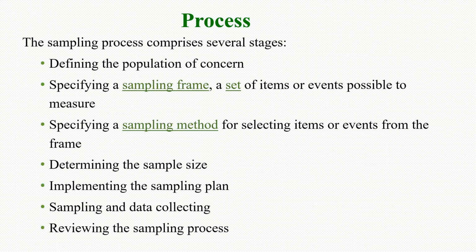Then the process of the sampling method. The process consists of several stages. First, defining the population of concern. Second, specifying a sampling frame, a set of items or events possible to measure. Then specify a sampling method for selecting items or events from this frame. Next, determine the sample size. Next, implementing the sampling plan. Then sampling and data collecting. Reviewing the sampling process. These are the steps we follow when we approach the sampling procedure.